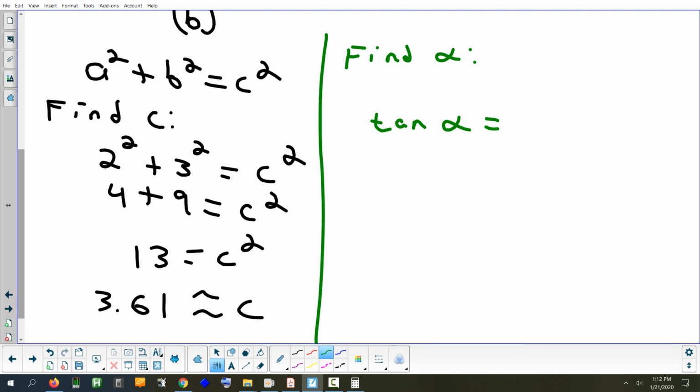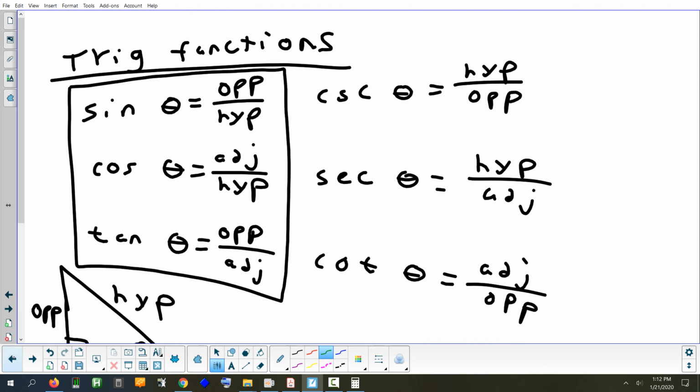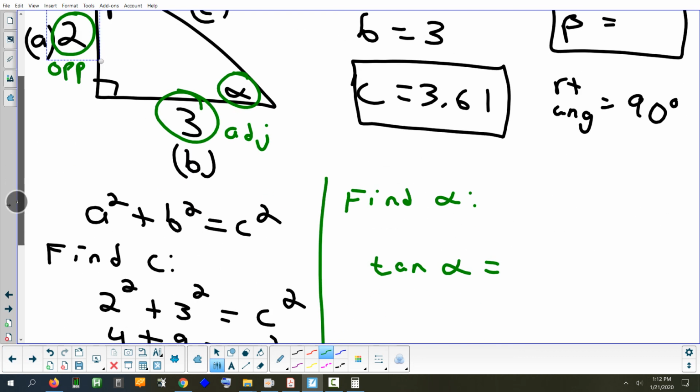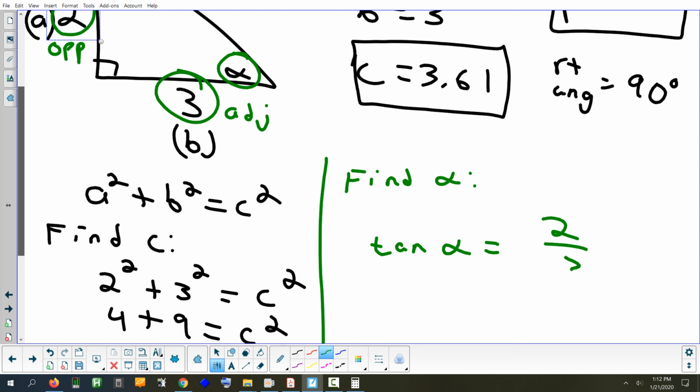So, we start off with tangent alpha equals, and now fill in the definition. Opposite over adjacent. Opposite is 2, adjacent is 3. Okay. So now the goal is to get this by itself, alpha.